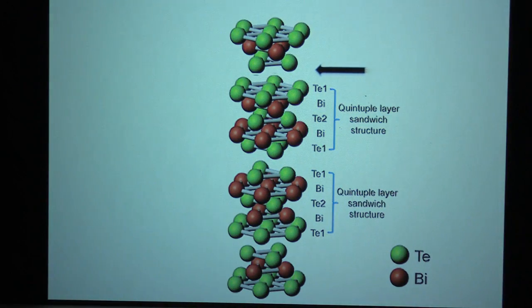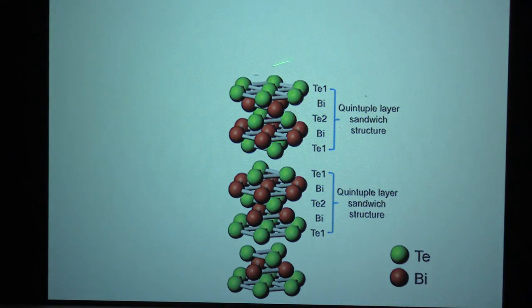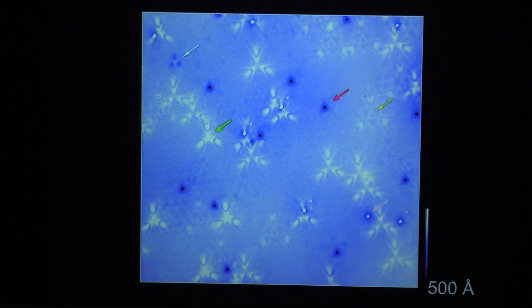Okay, so we cleave the material to do STM, expose the tellurium surface, and that's what the surface looks like. And you instantly notice you have all of these beautiful patterns, and each of these big structures is a single impurity defect. And there are many different kinds of single impurity defects. There's this one that looks like this, there's this one.